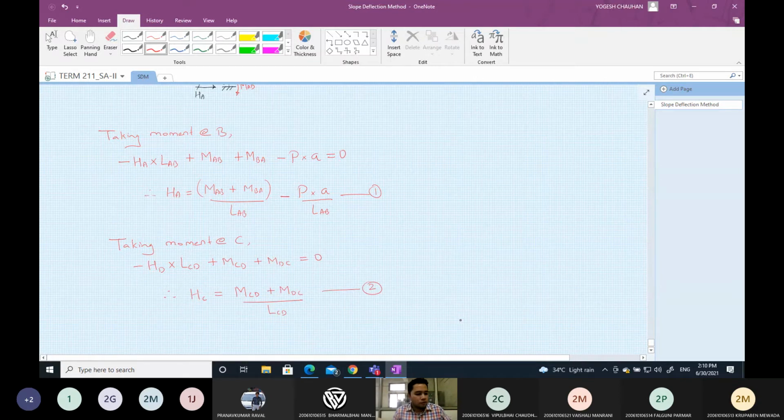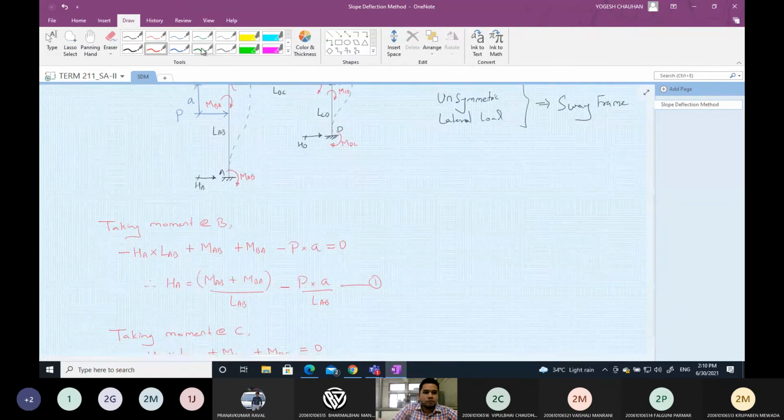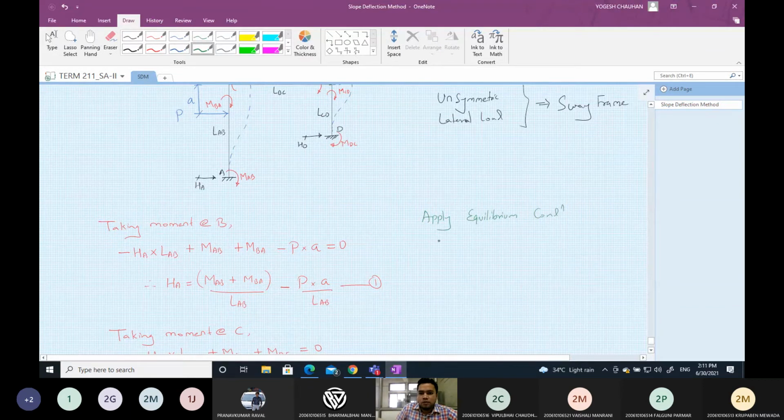So now we apply the equilibrium condition, that is summation of horizontal forces equal to 0. So this implies HA plus HD plus P equal to 0.